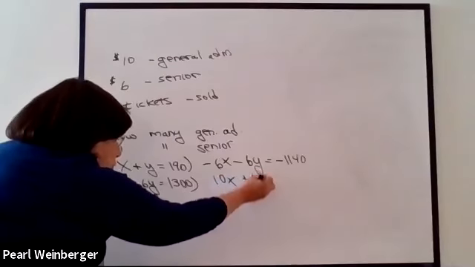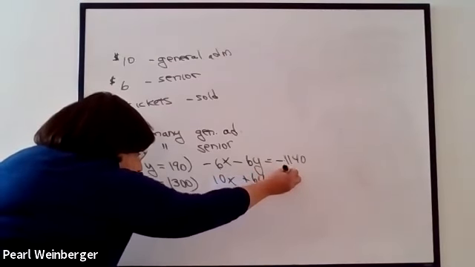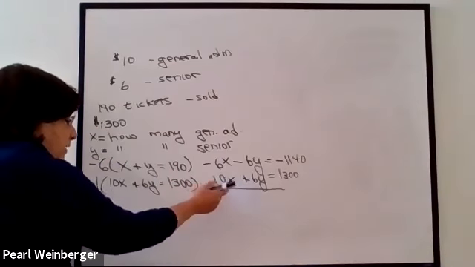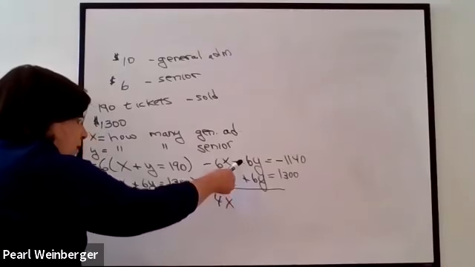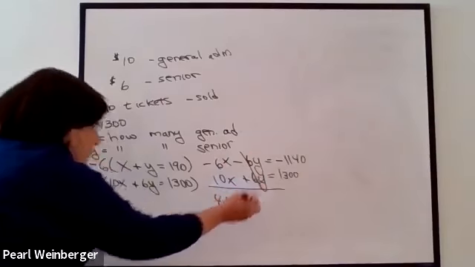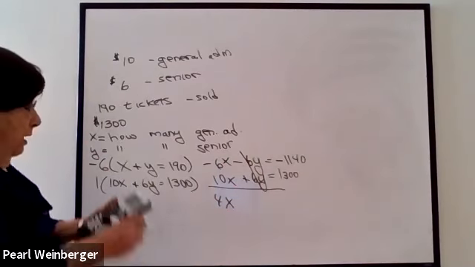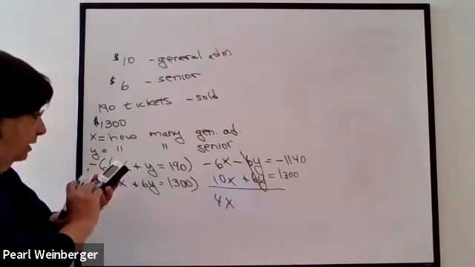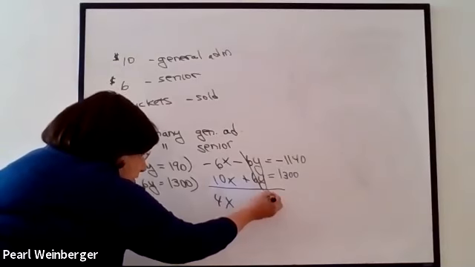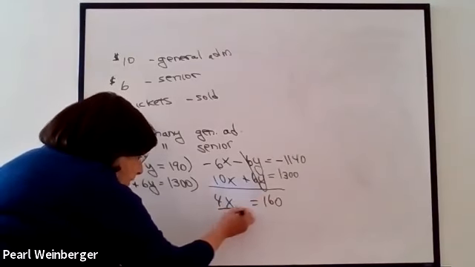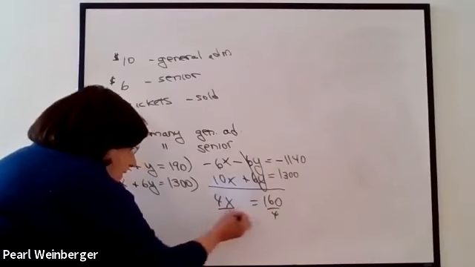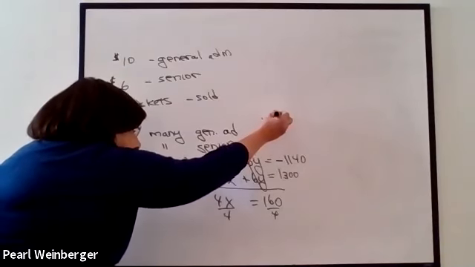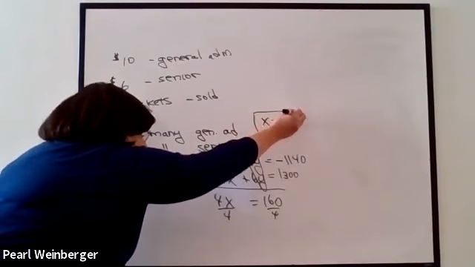10x plus 6y equals 1300. And when I add the negative 6x and the positive 10x, I get 4x. Here I get negative 6y and positive 6y, it gets eliminated. That's what we're trying to do. And negative 1140 plus 1300, again, I'm using my calculator for that, gives me a total of 160. And when I divide both sides by 4, I get x equals 40. 160 divided by 4 is 40.